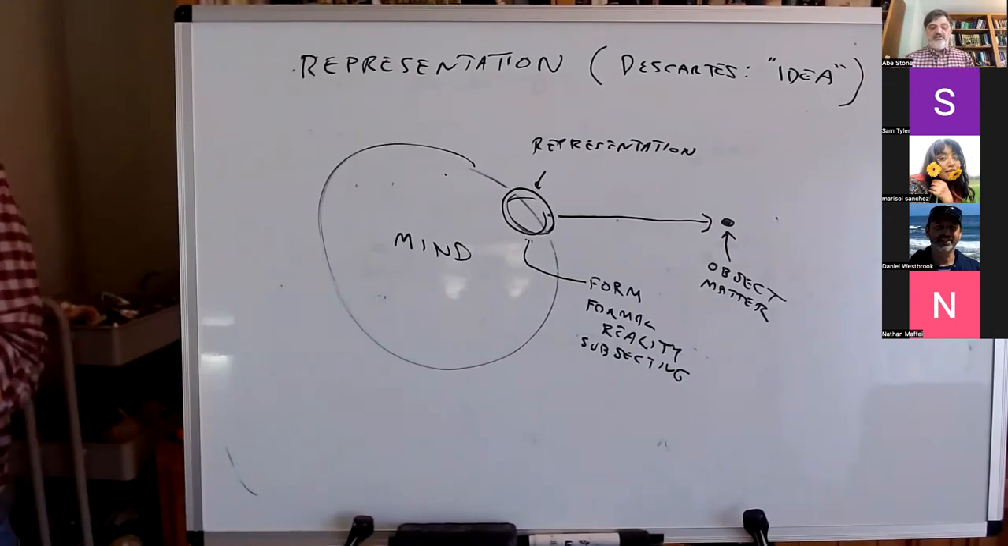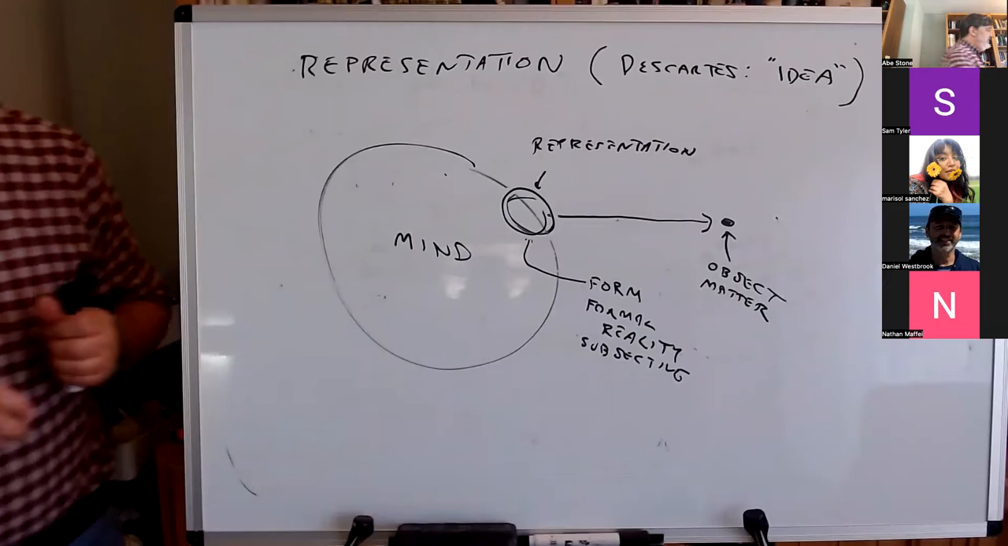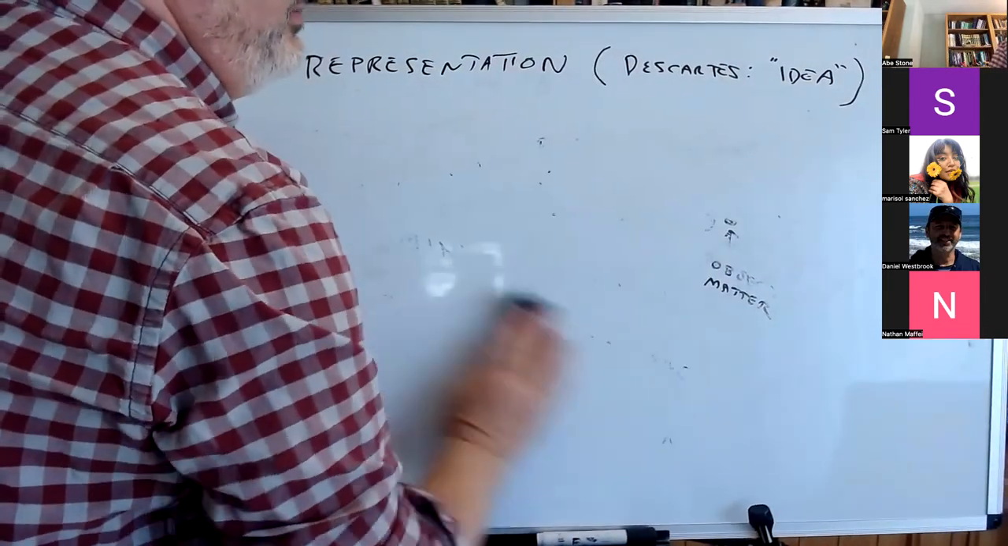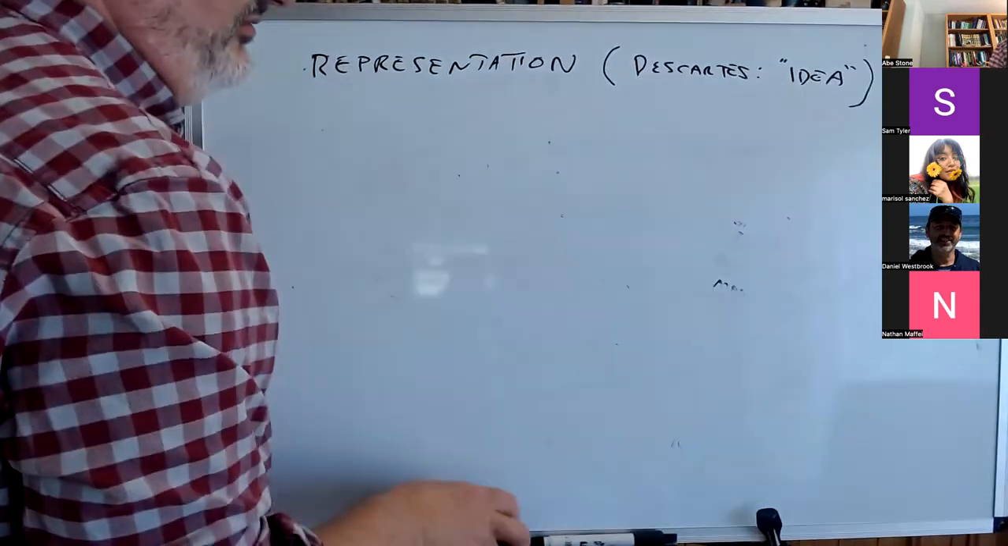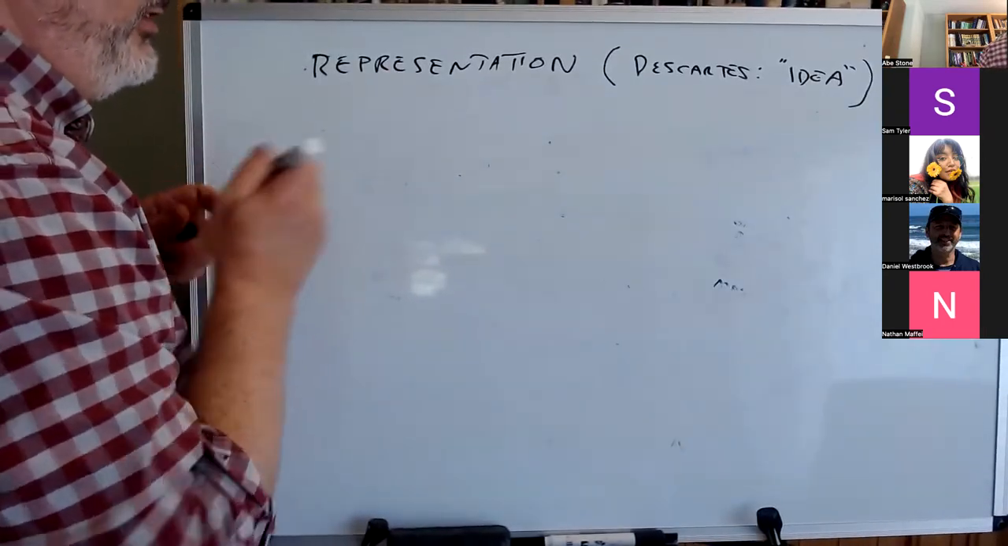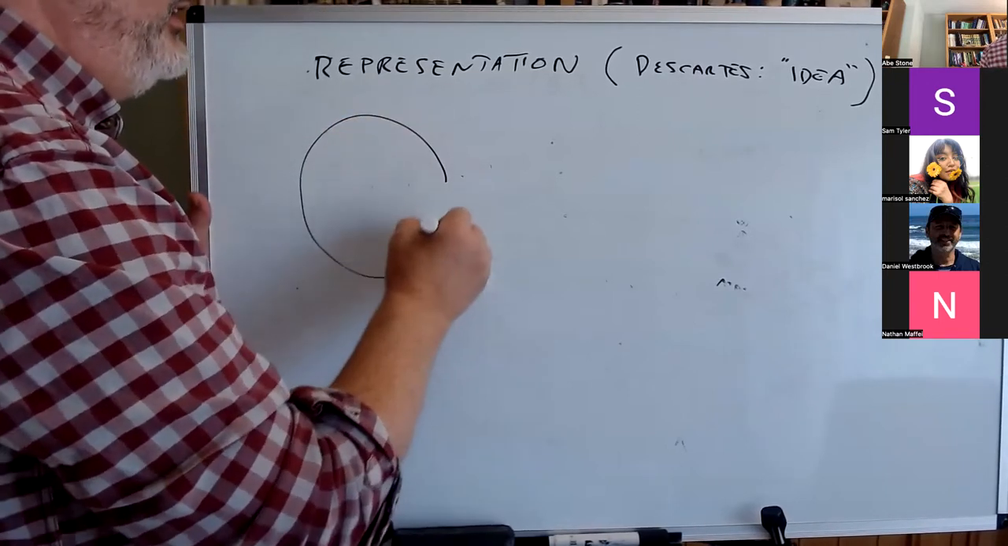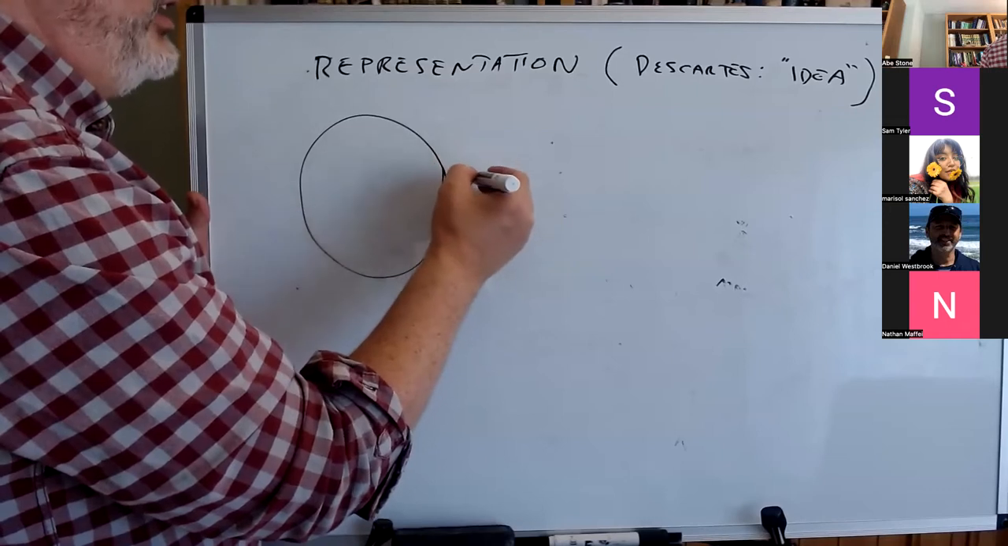Now what I want to do is get into more detail about, according to Kant, how our human representations achieve this function of reference to an object. So I'm going to erase this big picture where the representation is this little blob and draw a bigger picture of the representation. According to Kant, a complete representation of an actual object has two parts.